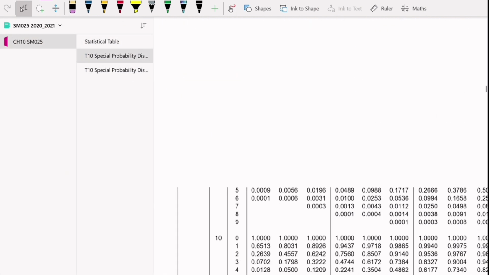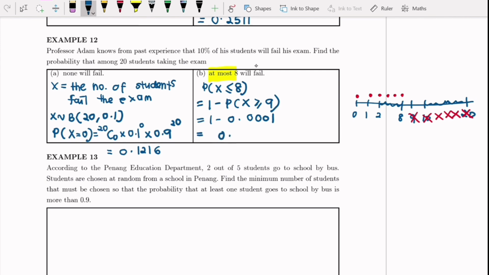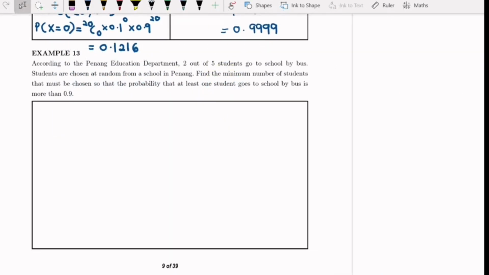So probability x less than or equal to 8 is equal to 1 minus probability x greater than or equal to 9, which is 1 minus 0.0001. So the final answer is 0.9999. Next is question 13.